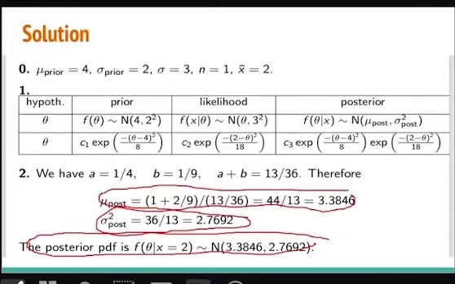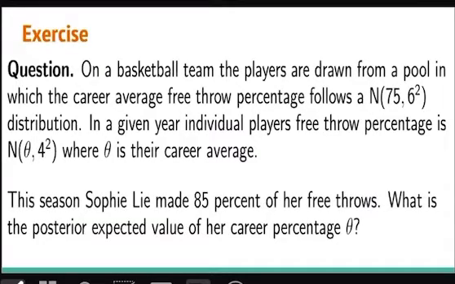I want to put something as an exercise. You can just take a look at this. On a basketball team, the players are drawn from a pool in which the career average free throw percentage follows that. Can somebody tell me, is this the posterior distribution, the likelihood, or the prior? Prior, because the two are given. Good job. That's a prior, right?